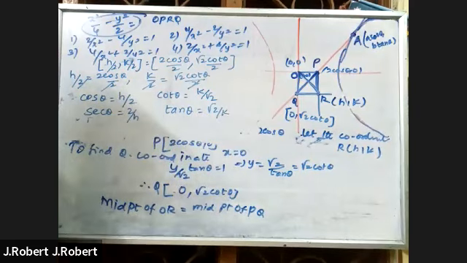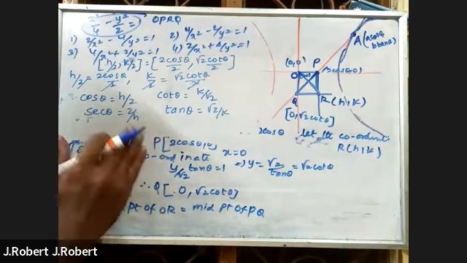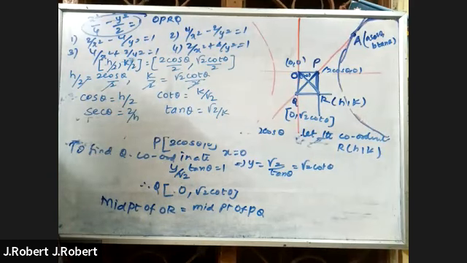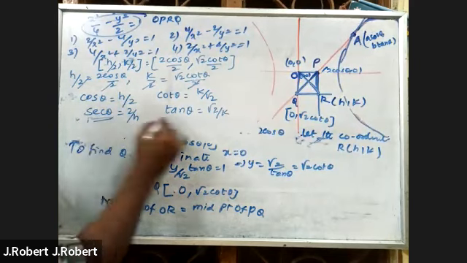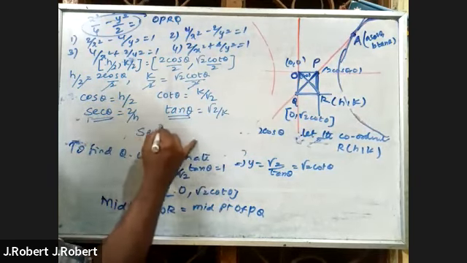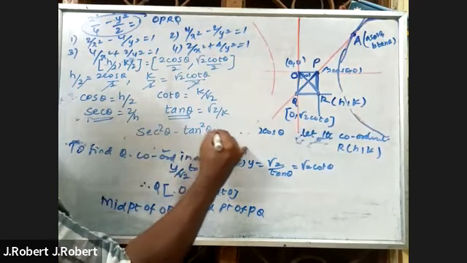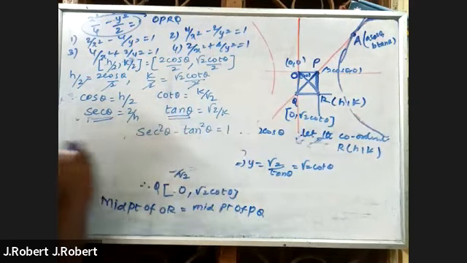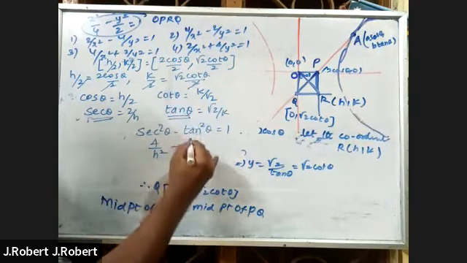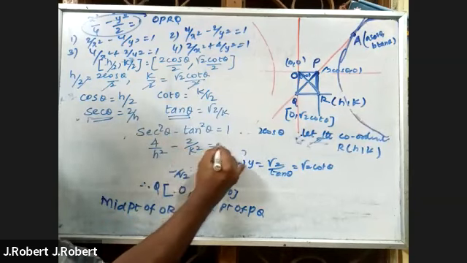Why did we take it like that? Because there is a relation between secant theta and tan theta. There are 3 basic, fundamental and important identities in trigonometry: sin square theta plus cos square theta is equals to 1, secant square theta minus tan square theta is equals to 1, and cosecant square theta minus cot square theta equals 1. Since we know the values of secant theta and tan theta, we can write secant square theta minus tan square theta is equals to 1. So from this, squaring, 4 by h square minus 2 divided by k square equals 1.